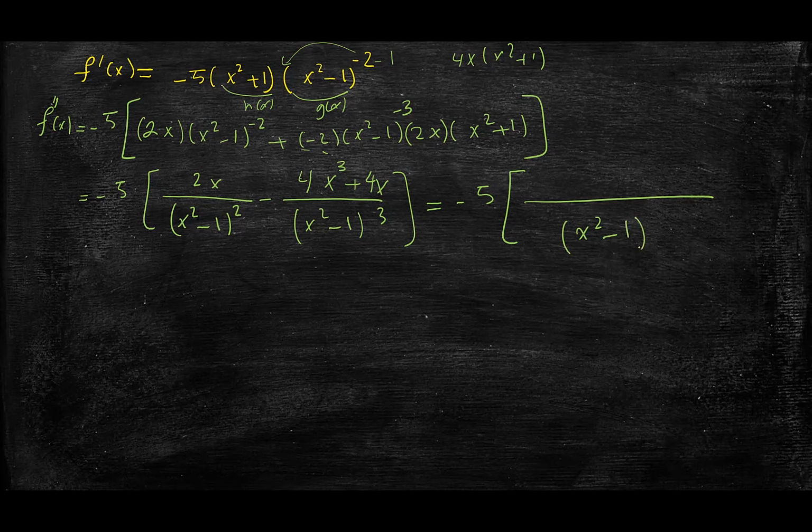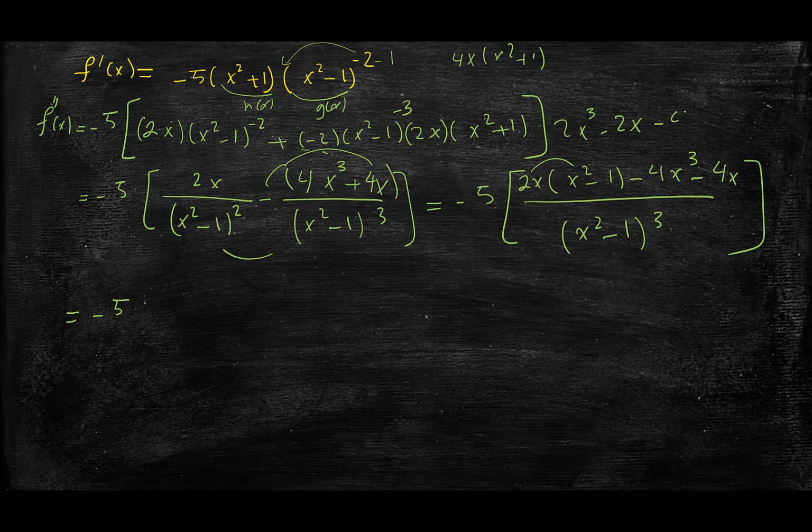So I have negative 5. I can do a common denominator, missing 1 factor, so 2x times (x squared minus 1), and then because the minus is basically multiplied in everything, I have minus 4x cubed minus 4x. Okay, so again over here I have 2x cubed minus 2x minus 4x cubed minus 4x. So I'm just going to simplify these.